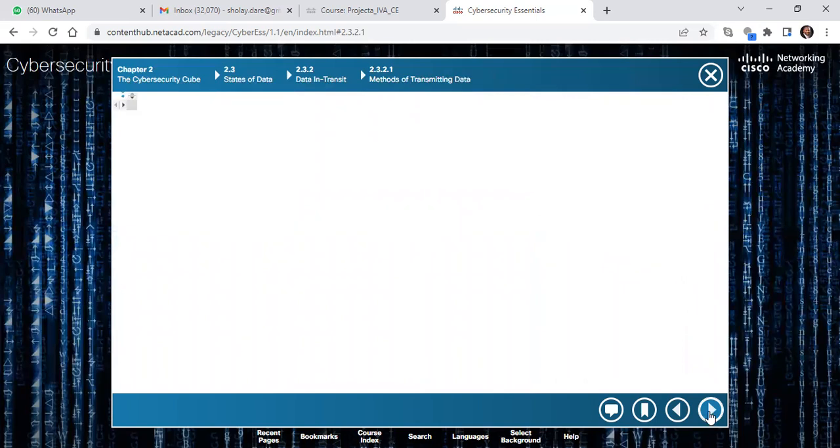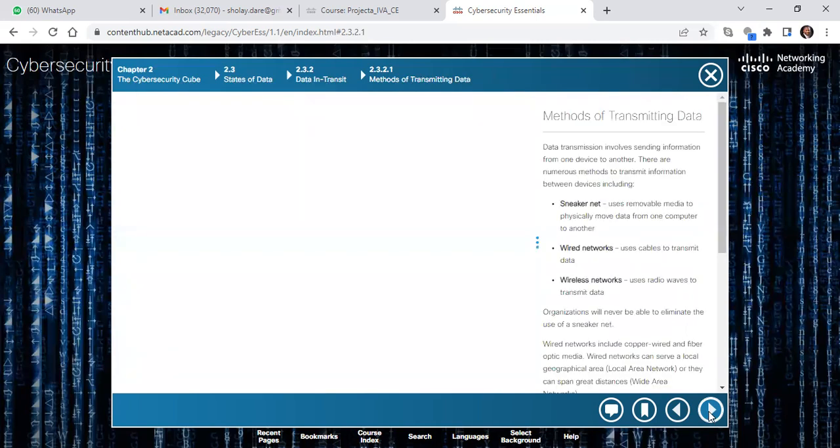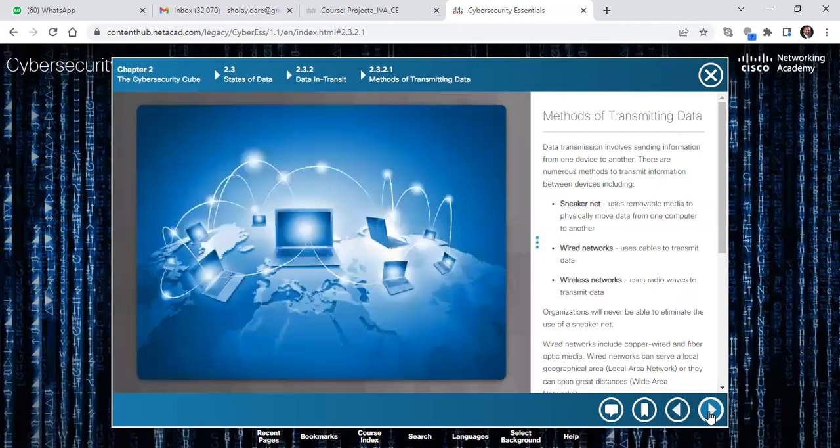So now we're going to look at the methods. What are the data in transit? We've looked at the storage part, which is the NAS, the RAID, and the SAN. Those are within the network. They are not connected to the internet. They are not transmitting. They're just within the network. So now we're going to talk about the methods of transmitting data. What are the methods of transmitting data?